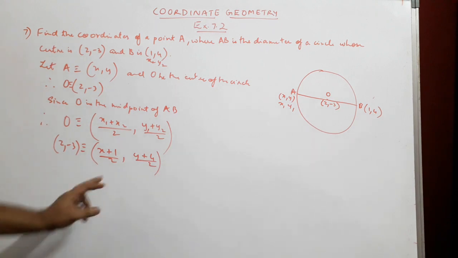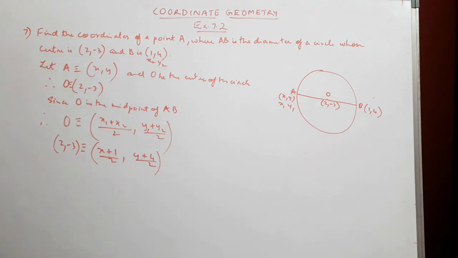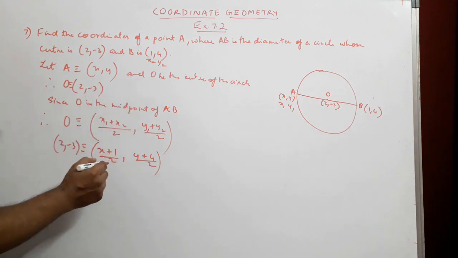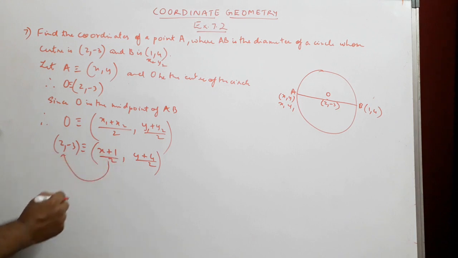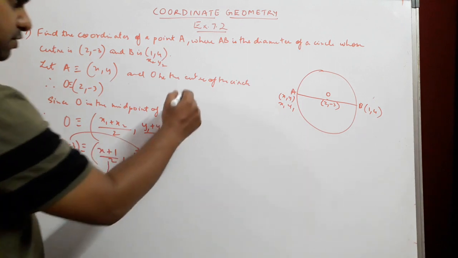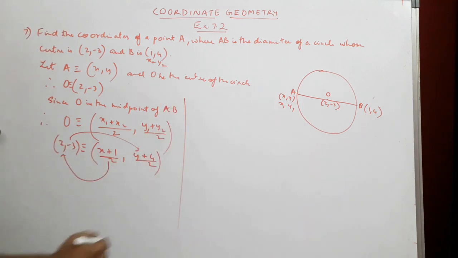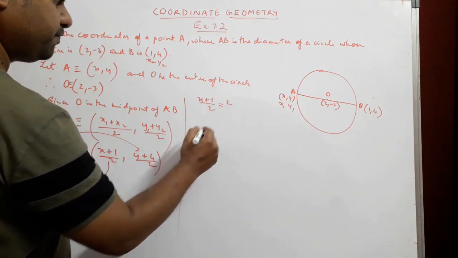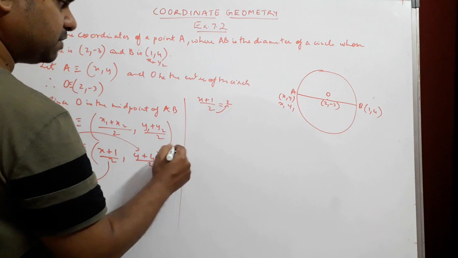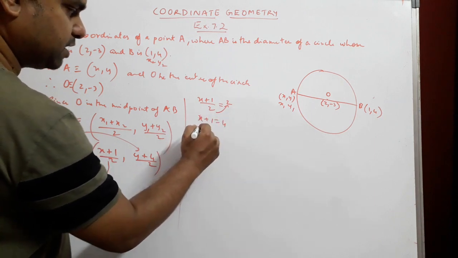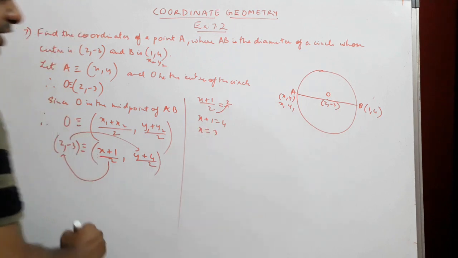Now to find out x and y is easy. We need to find the coordinates of A. To find that, this (x plus 1) upon 2 corresponds with 2, and minus 3 corresponds with (y plus 4) upon 2. So in this way we will be able to find x and y. We'll take (x plus 1) upon 2 equal to 2. 2 goes and multiplies with this, so we'll get x plus 1 equal to 4. We'll take 1 on the other side to become negative, we'll get x equal to 3.